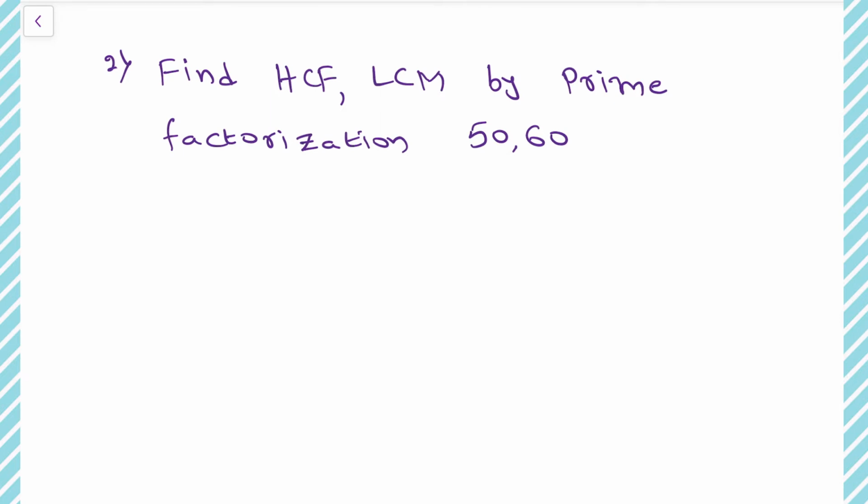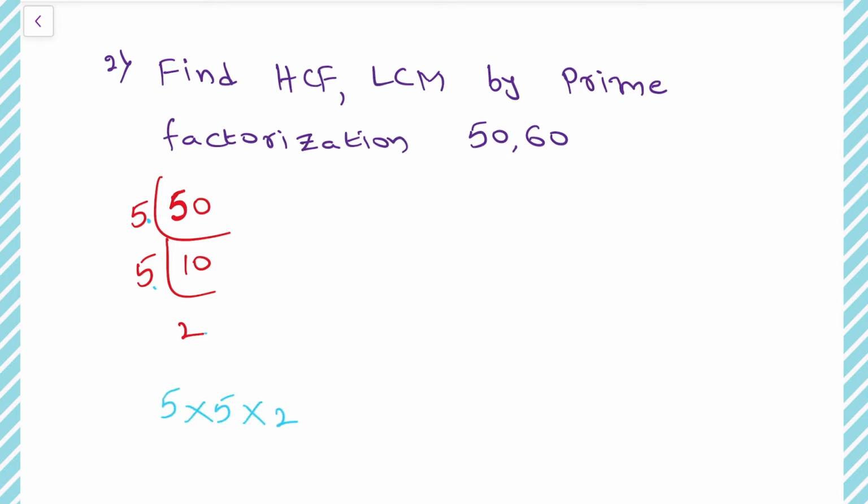Next, find HCF and LCM by prime factorization, first of 50 and 60. First let us do the prime factorization of the given two numbers, that is 50 and 60. For 50, if you do prime factorization, 5 10s are 50, 5 2s are 10. So 50 equals 5 into 5 into 2. These three numbers, 5, 5 and 2, you need to write.